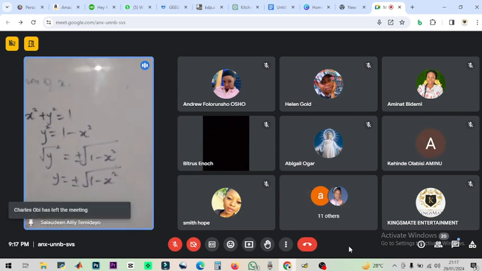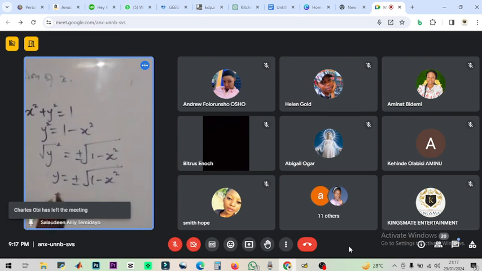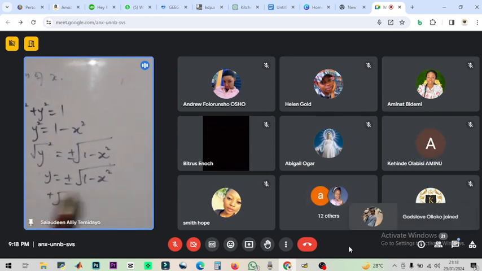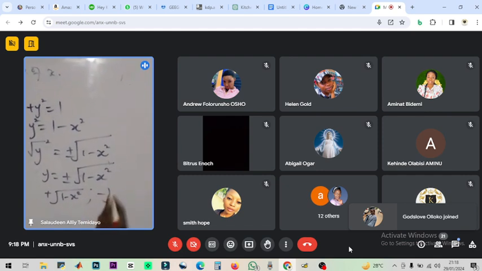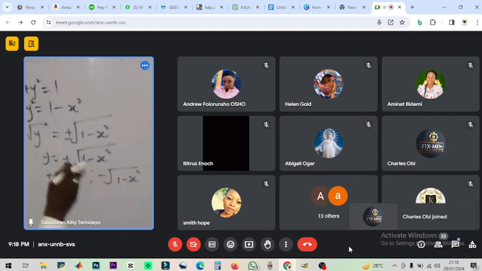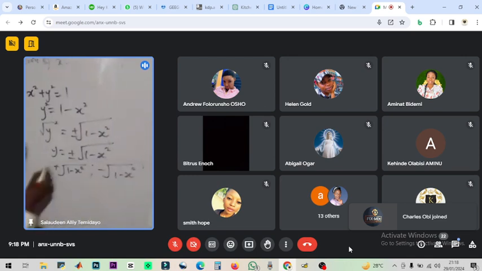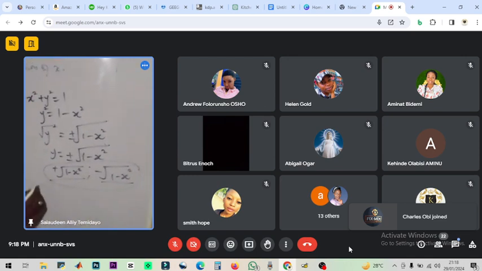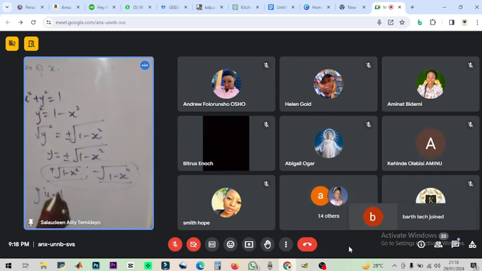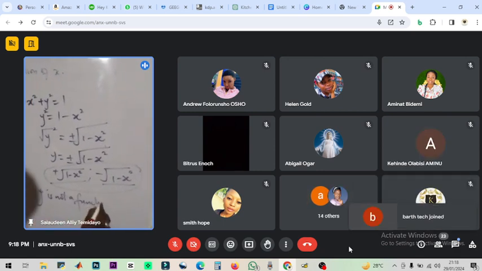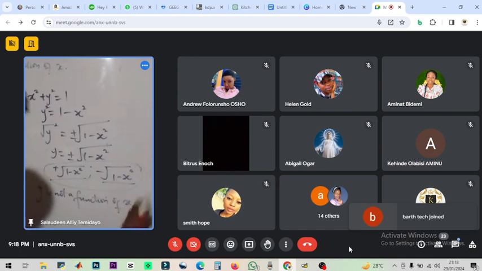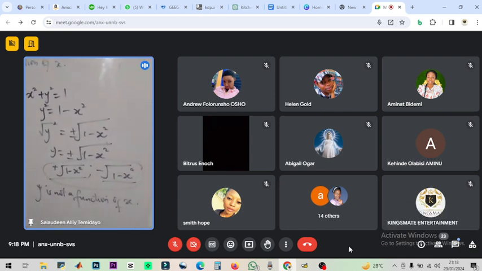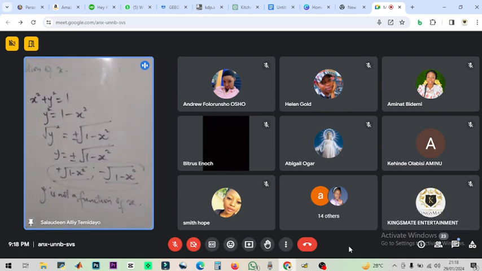Definitely we can have the first answer to be plus the square root of 1 minus x squared, and the second answer to be minus the square root of 1 minus x squared, because it is plus or minus. You can see that these are two different answers. This is 1, this is 2. Therefore, y is not a function of x, because y gives two answers. That's why y is not a function of x.